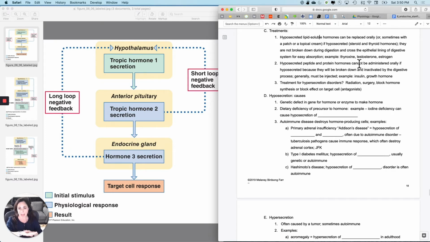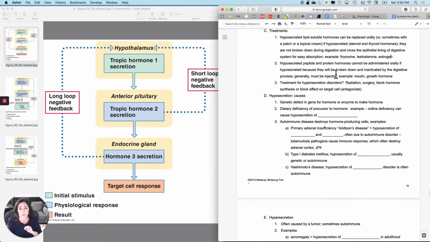Sometimes you can use it in a patch or a topical cream, like estrogen creams, testosterone creams. You can use patches for hormones. Steroid and thyroid hormones can be replaced by a bunch of different mechanisms. And that is, of course, going all the way back to the metabolism chapter, because you do not completely break down lipids. If you have a small enough lipid, it can be absorbed kind of intact. And so you can take, for instance, an artificial T4 like thyroxine. You can take testosterone or estrogen orally.